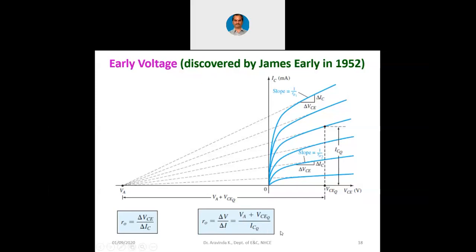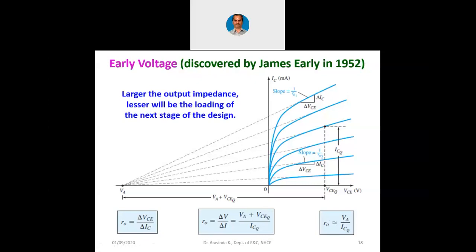Now, we can conclude that R0 is approximately equal to VA by ICQ, because VCEQ is much less when compared to VA. So, we can approximately say R0 is VA divided by ICQ. In general, this value of R0 will be given by the manufacturer himself. We don't have to find out the early voltage for each given BJT. ICQ we will be knowing. VA we need not know, because R0 will be directly given by the manufacturer himself.